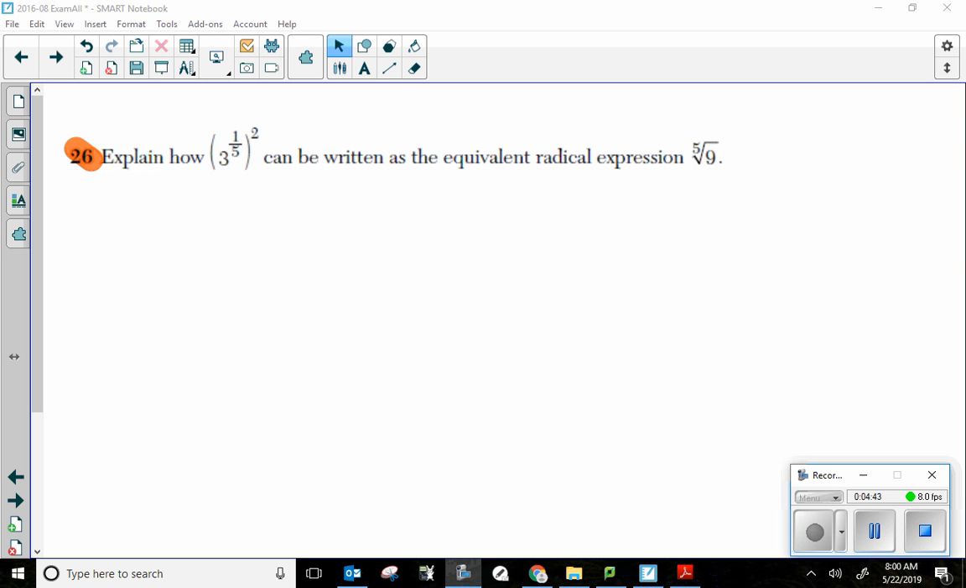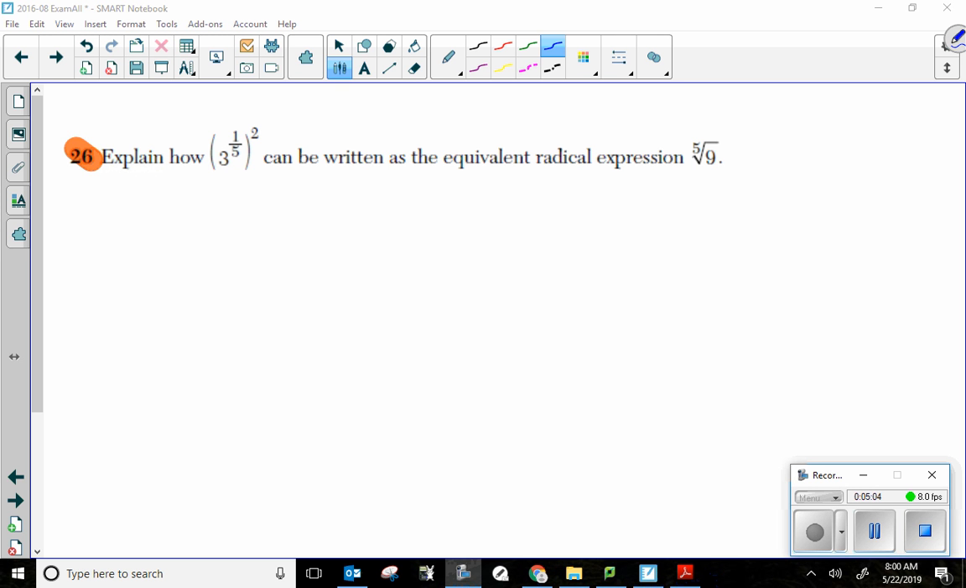Number 26. I put this on a very easy quiz, and it's funny, the kids are going to take that quiz today. This is another explain problem. Explain how 3 raised to the 1/5, all of it squared, can be written as the equivalent radical expression the fifth root of 9.